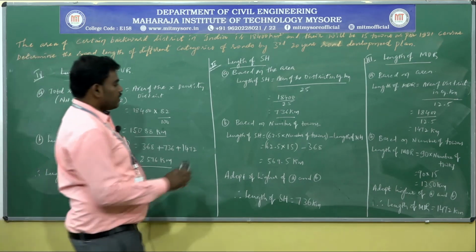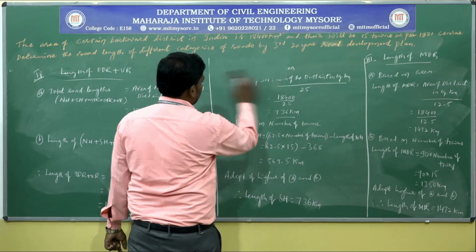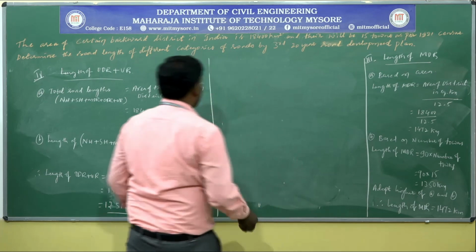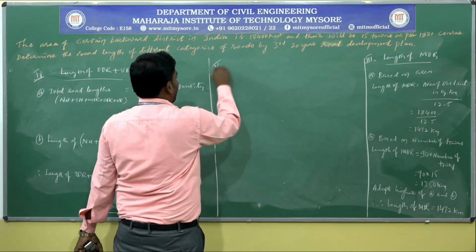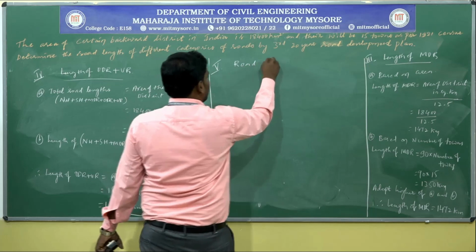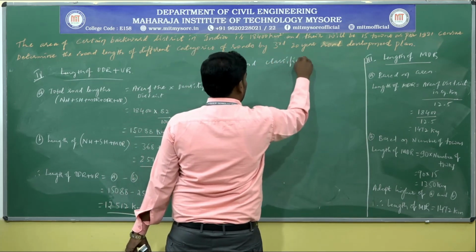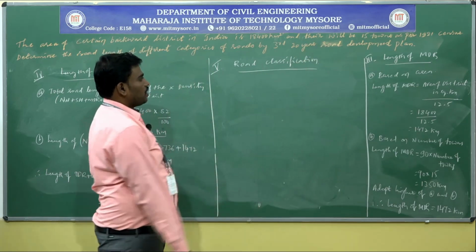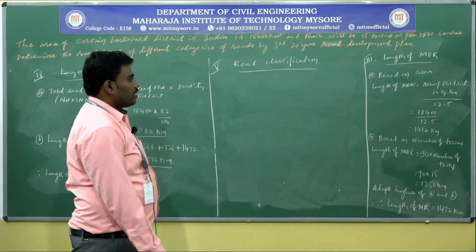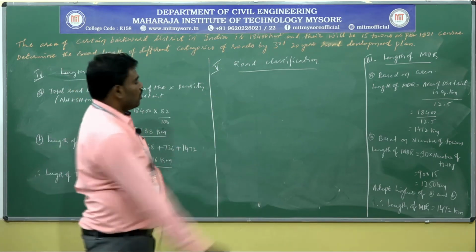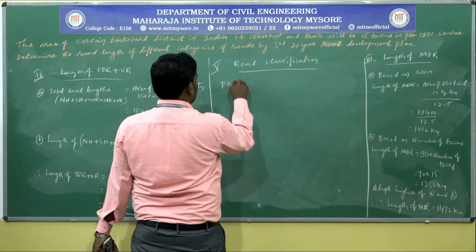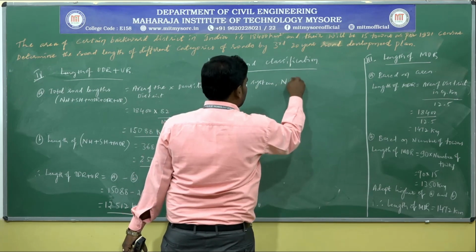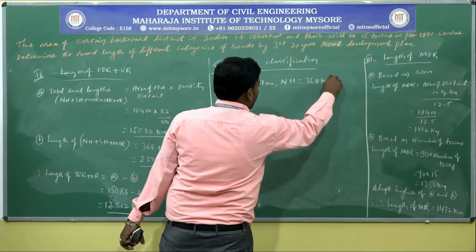And the last step is called step number 5, road classification. As per the third 20-year road development plan, the roads are classified as primary, secondary and tertiary system. First I will move on to the primary system, that comes NH only. NH is equal to 368 kilometer.